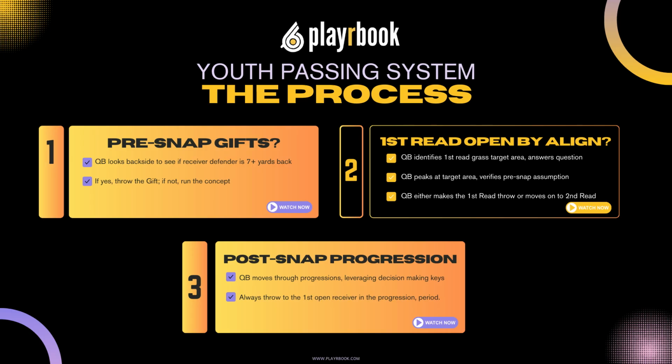It's that simple. And so the second question that they move on to, if there are no pre-snap gifts, is: is your first read open by alignment? And that immediately puts his eyes on the defender in the grass area that we are trying to throw to on our first read. And it gets them locked into that process.